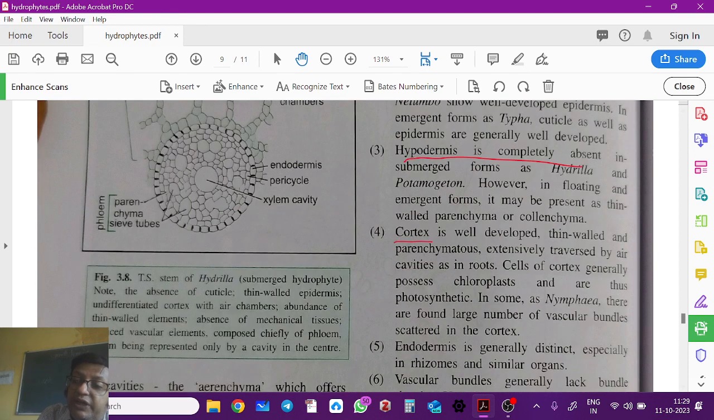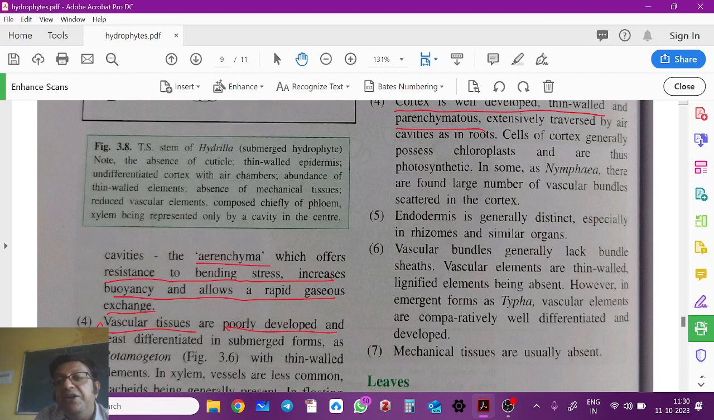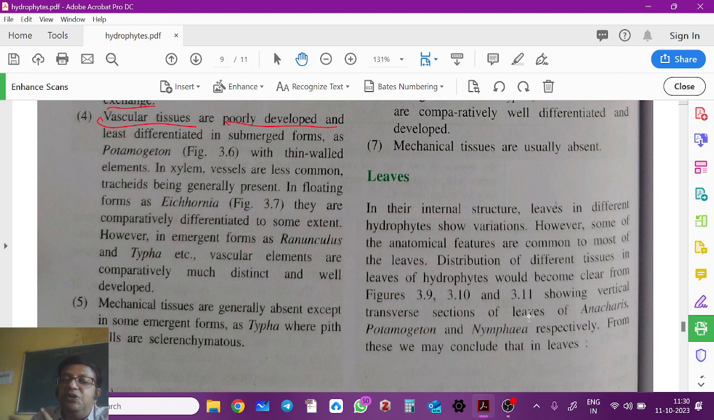Cortex, same as roots. Cortex is well developed, thin walled, and parenchymatous. Then you have the endodermis. It is generally distinct. Endodermis is the inner layer of cells. It's very clear: endodermis, hypodermis, epidermis. In between you have the cortex, the cortical cells. Vascular bundles generally lack bundle sheaths. Vascular bundles are very poorly developed. Mechanical tissues are absent because they are in water.